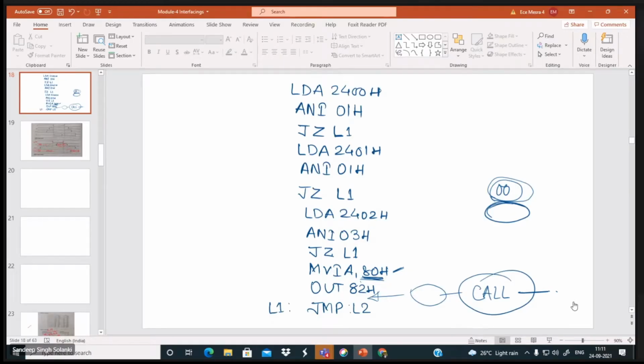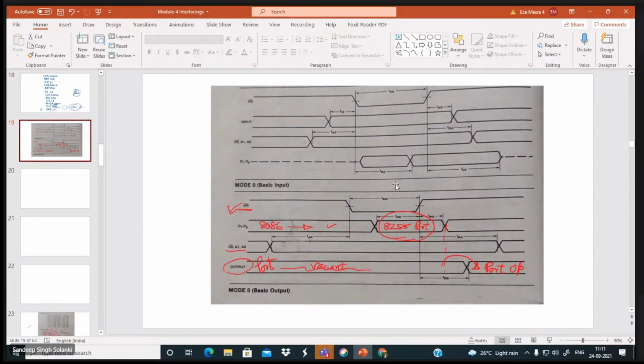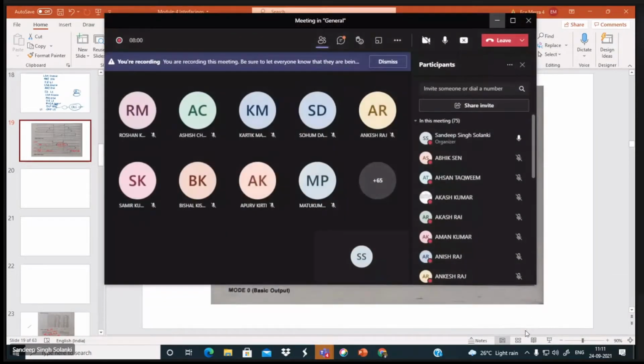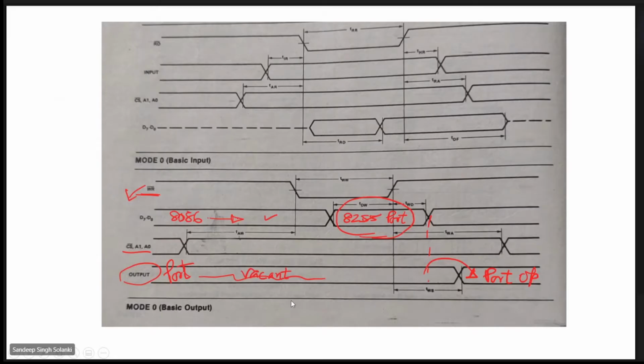Okay, what you can see right now was discussed in the last class. Now I'm concluding this mode 0. In this mode 0, you can view here one of the timing diagrams. Is it visible to everyone? Or do you want this to be enlarged more? It is okay? Yes, sir.